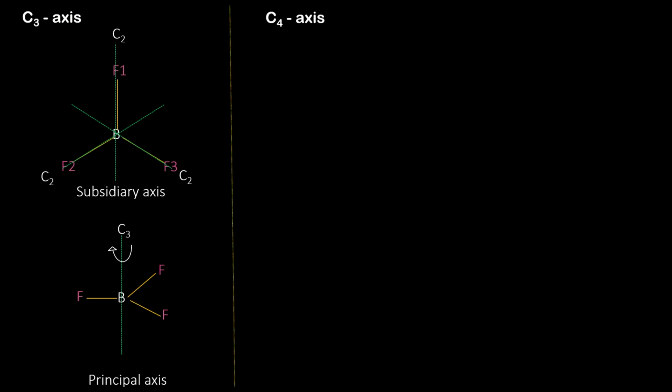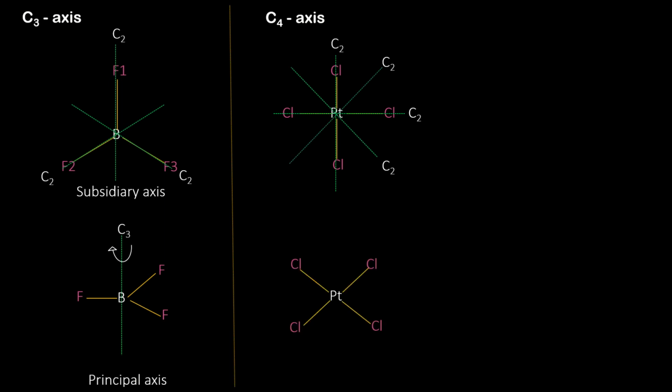Next, an example for the C4 rotational axis. The example is platinum tetrachloride. Platinum tetrachloride possesses 4 C2 axes of symmetry. Now let's see the top view of this molecule. We get 1 C4 rotational axis, which passes perpendicular to this molecule.